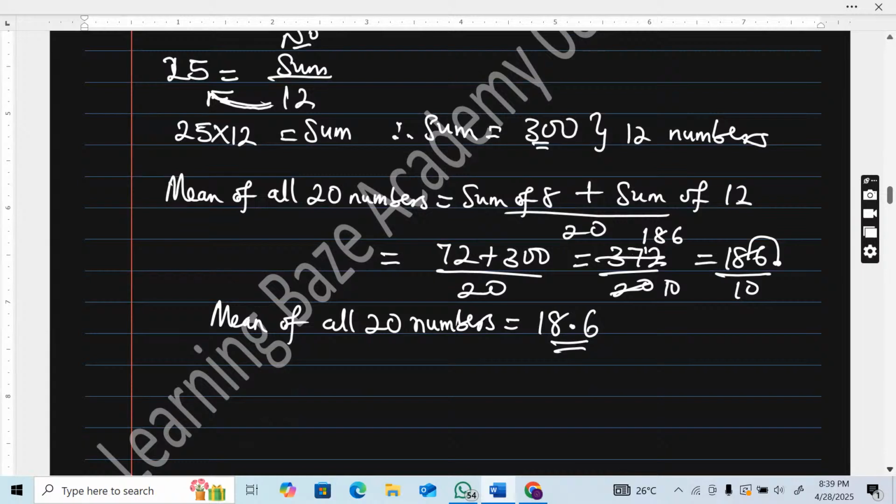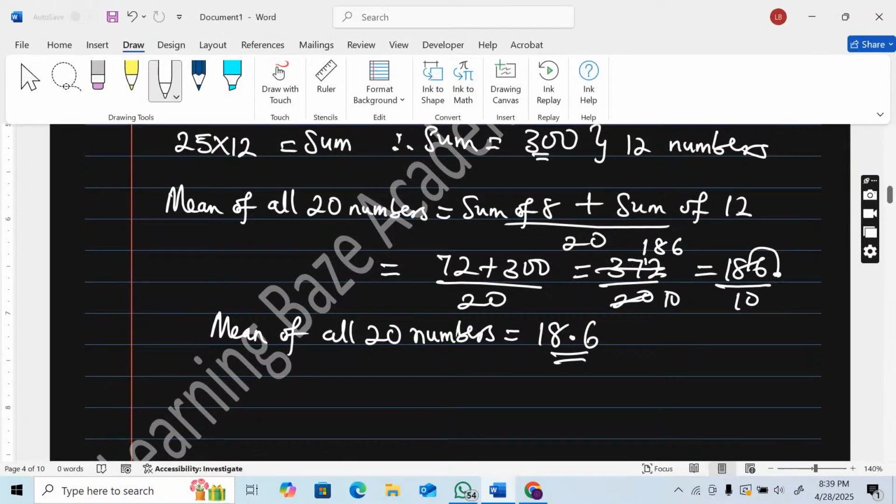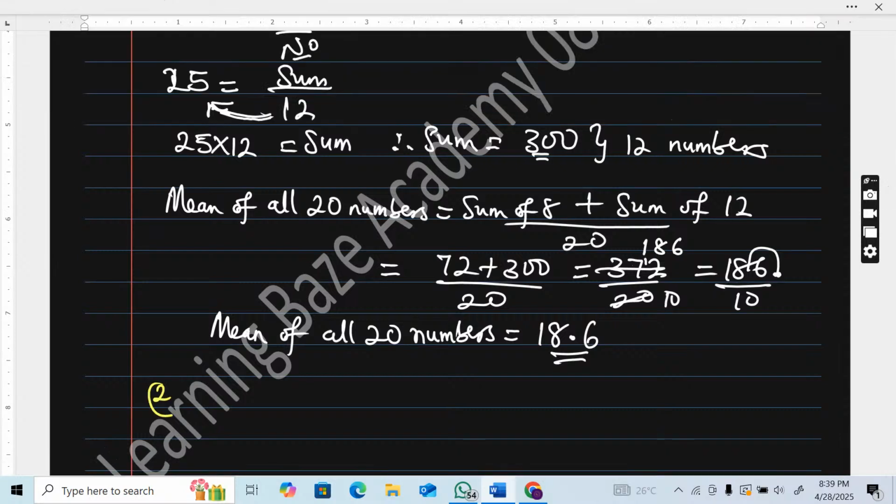All right, so we're moving on to another example under mean. That will be more example 2. The mean of 5 numbers is 11.